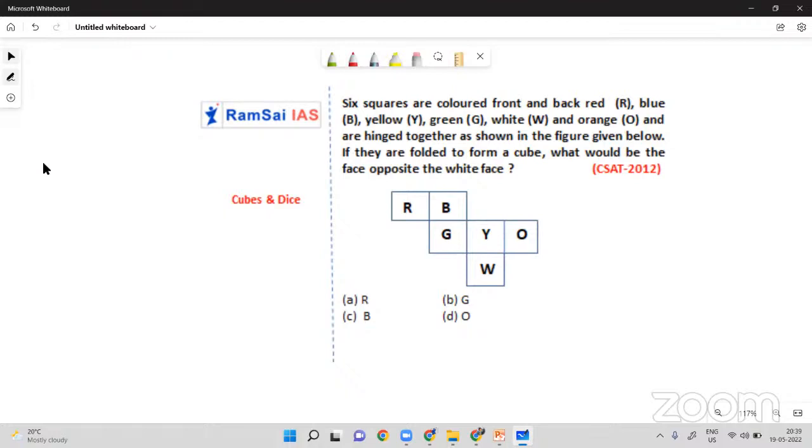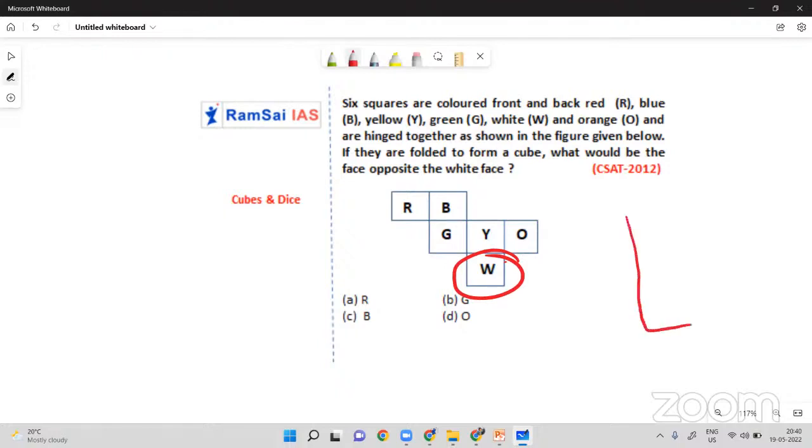Six squares are colored with six different colors. Fine. If they are folded to form a cube, what would be the face opposite the face white? So what could be the opposite face of white is the question. So opposite of white would be dash. Done. So here it's very simple.